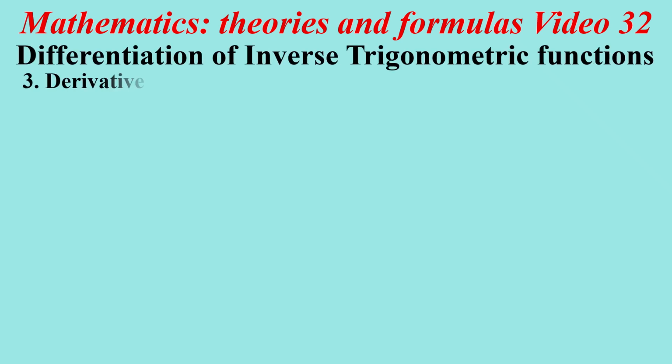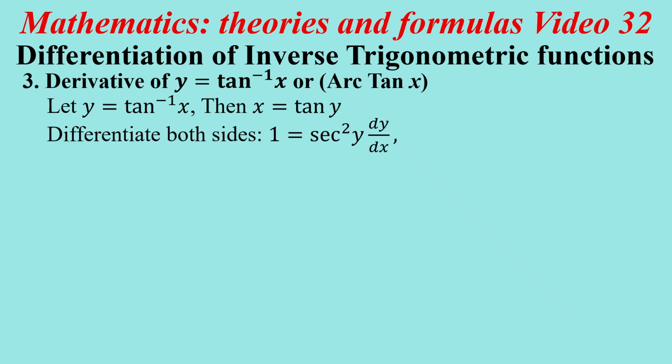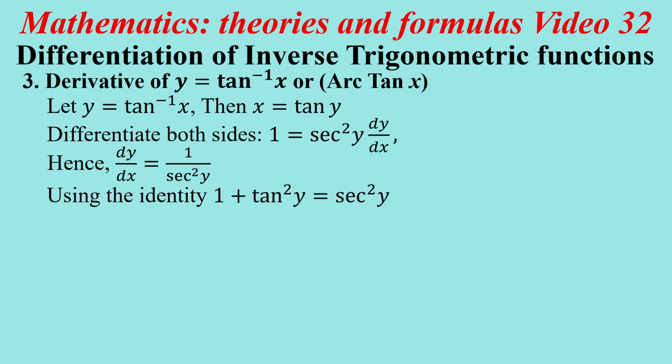Next we are going to find the derivative of tan inverse x, or arctan x. Let y equal tan inverse x. That means x is equal to tan y. Differentiating x and tan y on the left and right hand sides, we get 1 equals sec square y dy by dx. That means dy by dx will be equal to 1 by sec square y. Using the identity 1 plus tan square y equals sec square y, we replace sec square y with 1 plus tan square y.